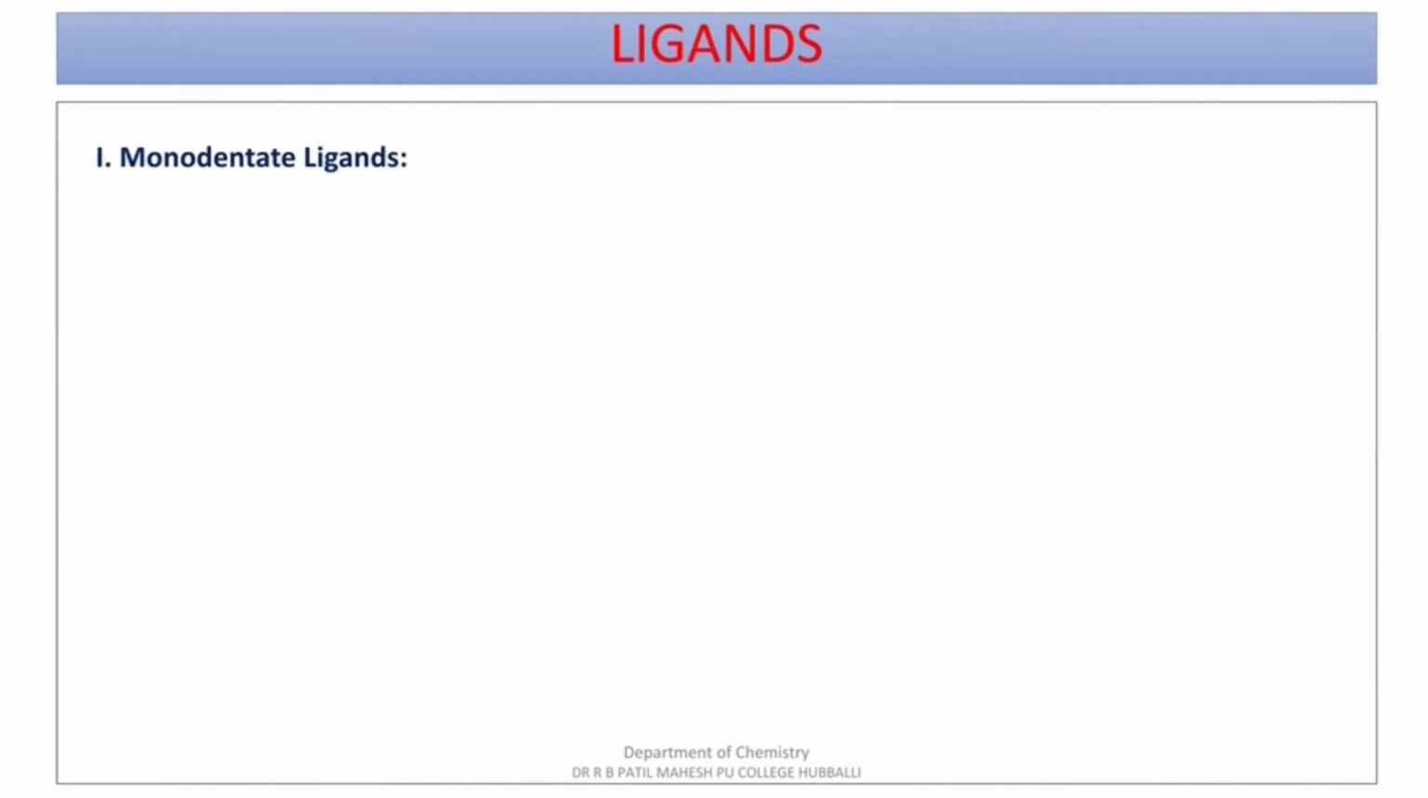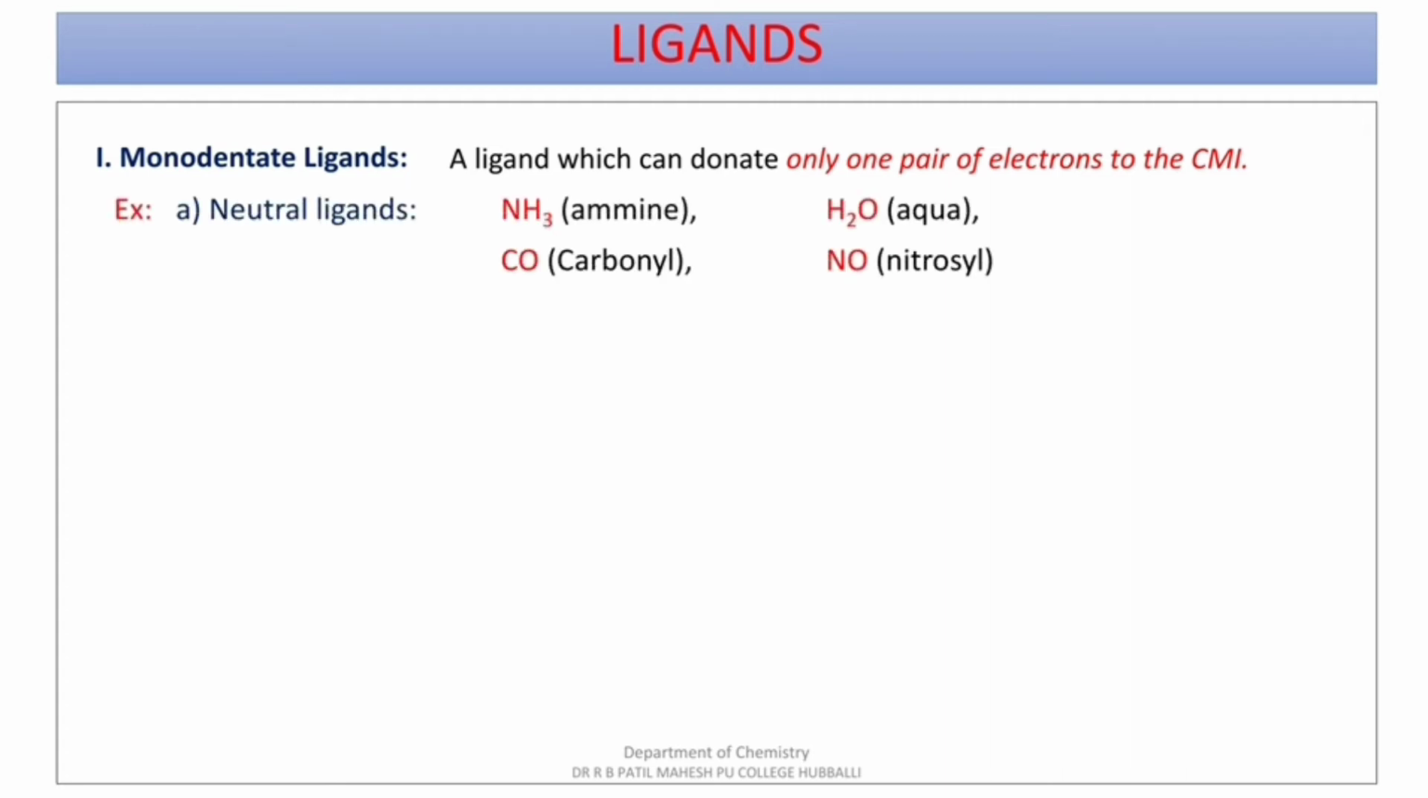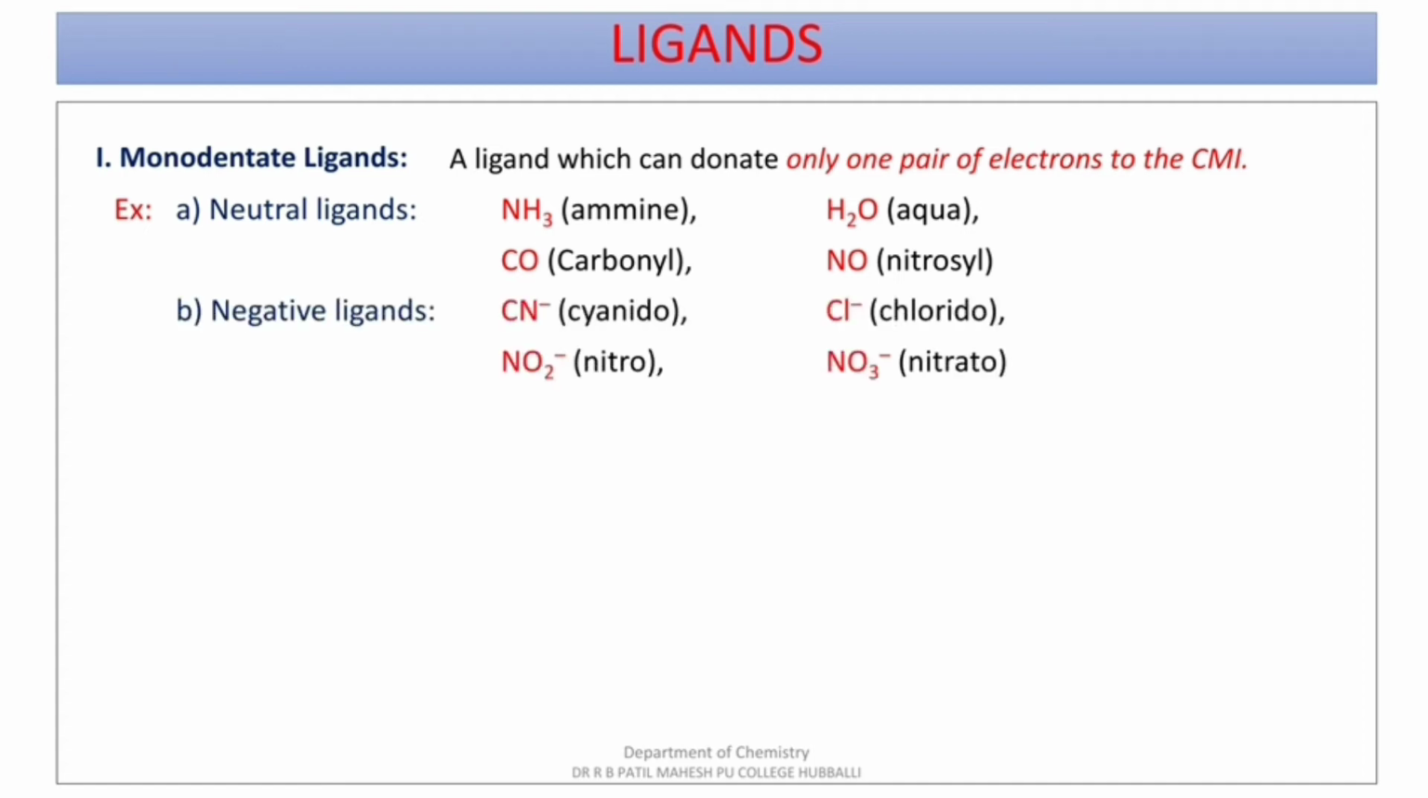As the name itself indicates, a ligand which can donate only one pair of electrons to central metal ion or atom, they are known as monodentate ligands. Example, neutral ligands NH3, H2O, CO, NO, they all can donate their one pair of electrons. Next, negative or anionic ligands, CN-, Cl-, NO2-, NO3-. Positive or cationic ligands, NO2+, NO+. These also can donate their one pair of electron to central metal atom. These naming and all you will learn in next video.